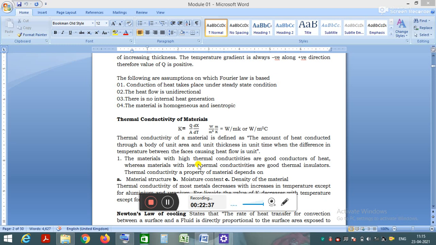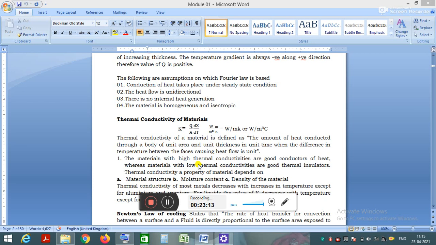in unit time, and when the temperature difference between the phases causing the heat flow is unity. That means it is the amount of heat which is conducted through a body having unit cross sectional area, meaning an area of 1 meter square, and unit thickness, nothing but the thickness of the material is 1 meter, in unit time, meaning per second.